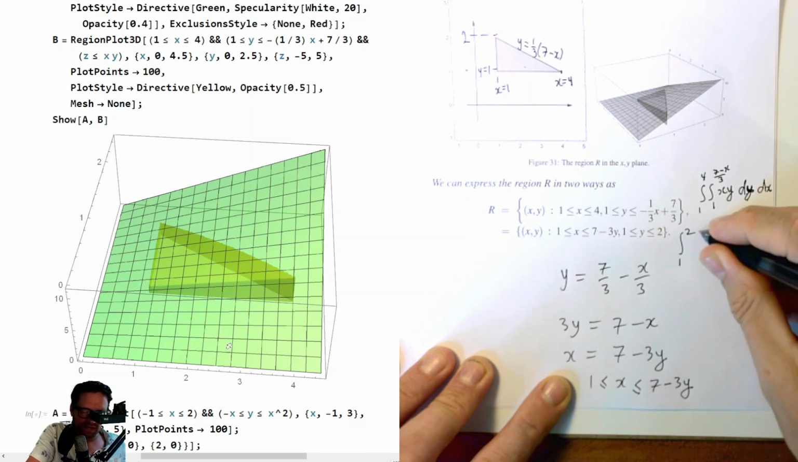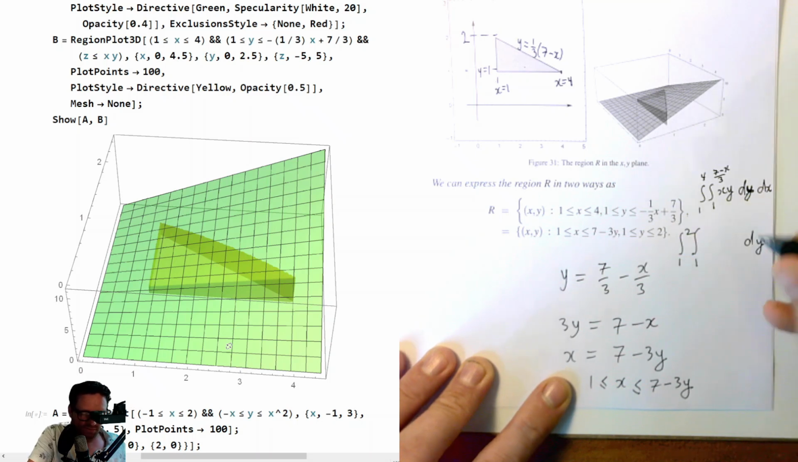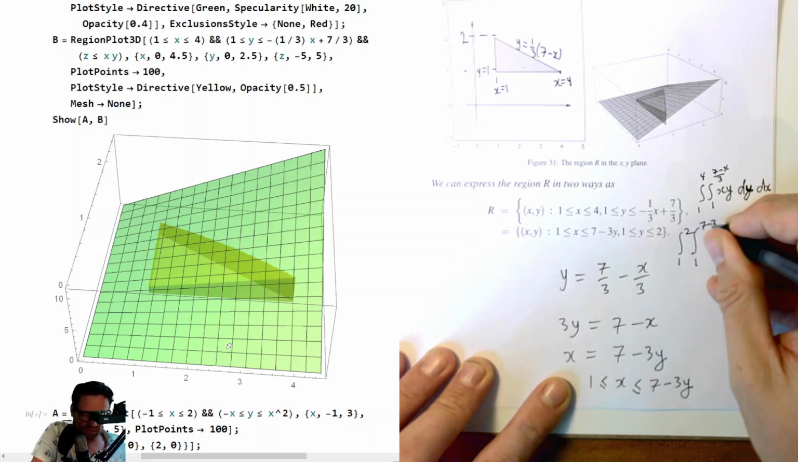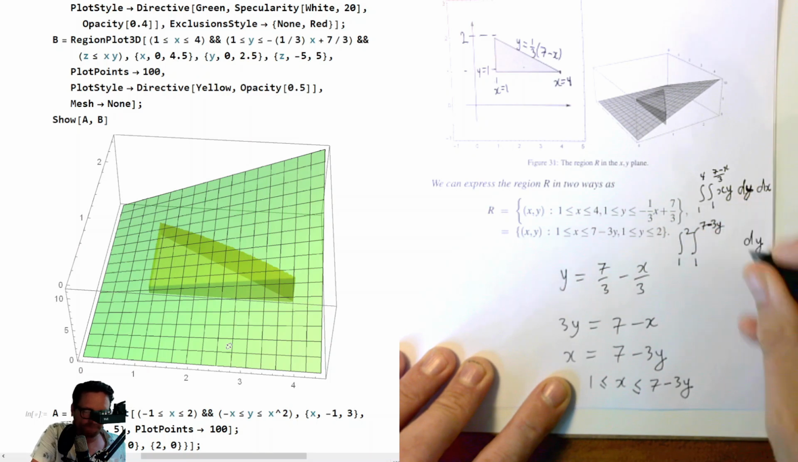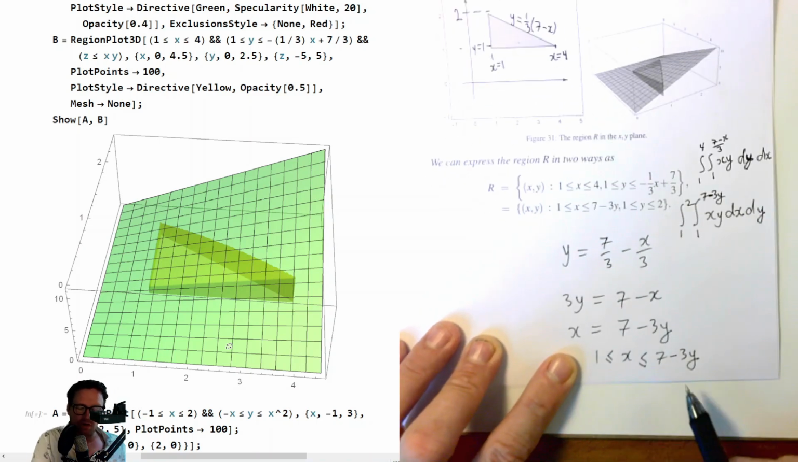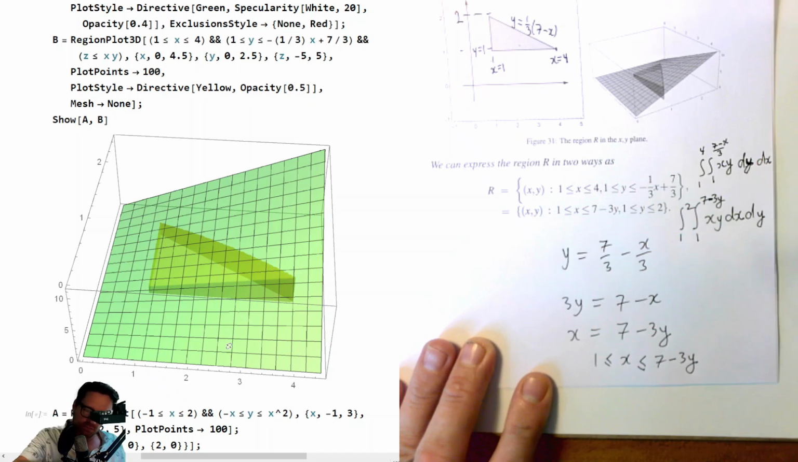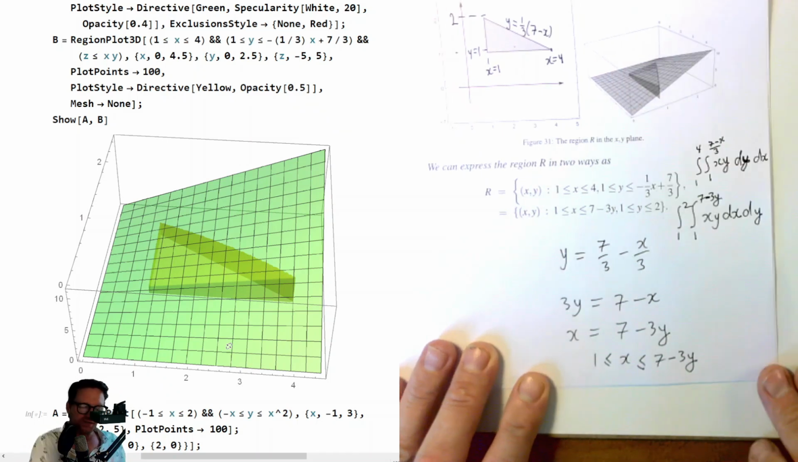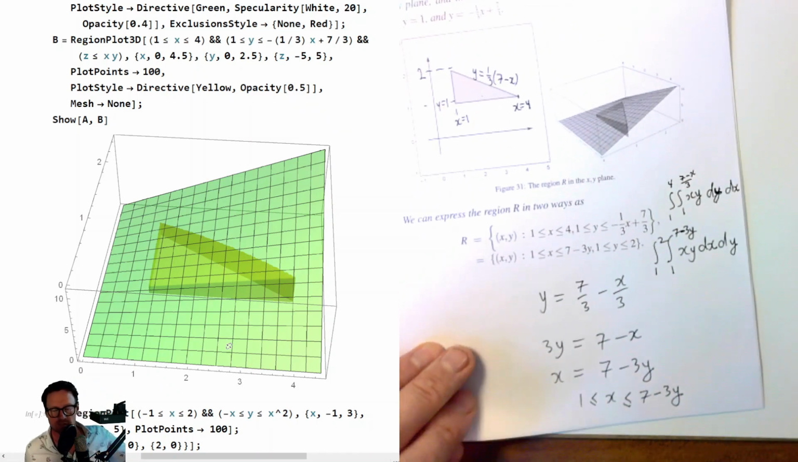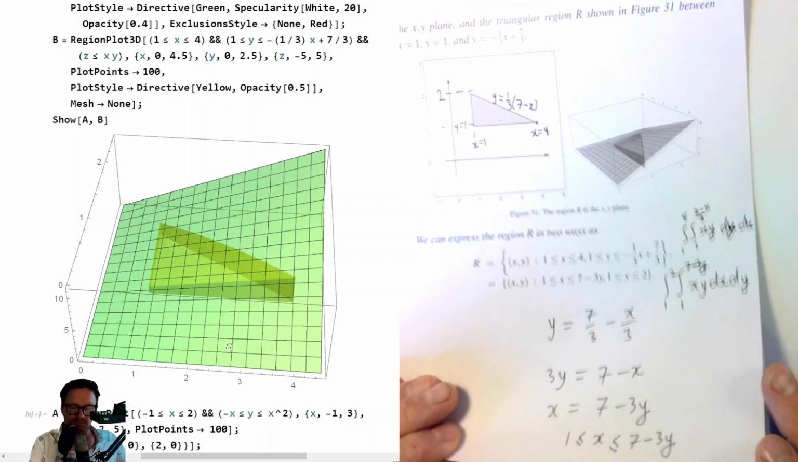And then on the inside, x goes from 1 to 7 minus 3y. That's of xy with respect to x. It's the x that is between the 1 and the 7 minus 3y. Okay, so these two ways should give us the same volume under the surface. So let's calculate this way first.